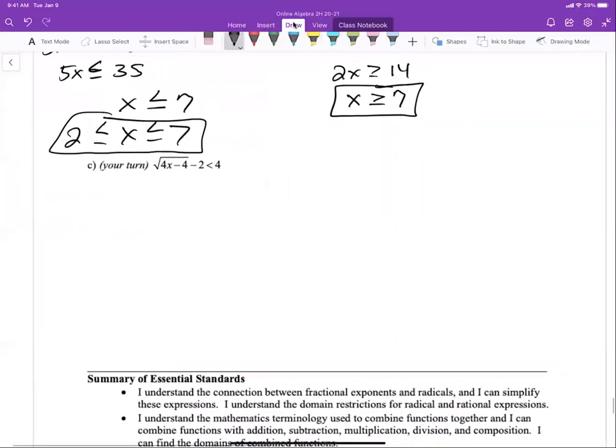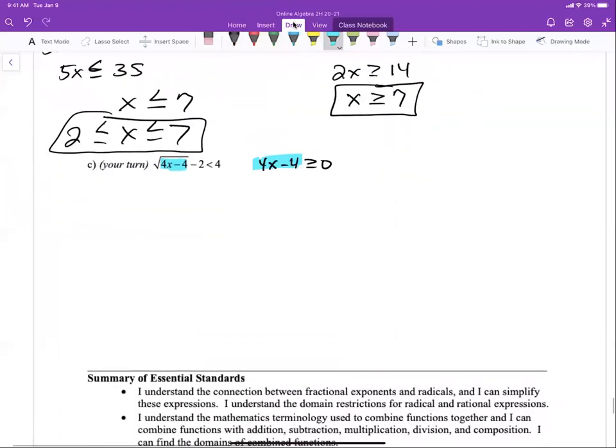Welcome back. First thing you should do in this kind of problem is find your domain restriction. This has to be greater than or equal to 0. Okay. And what do we find that domain restriction to be? x has to be greater than or equal to 1.